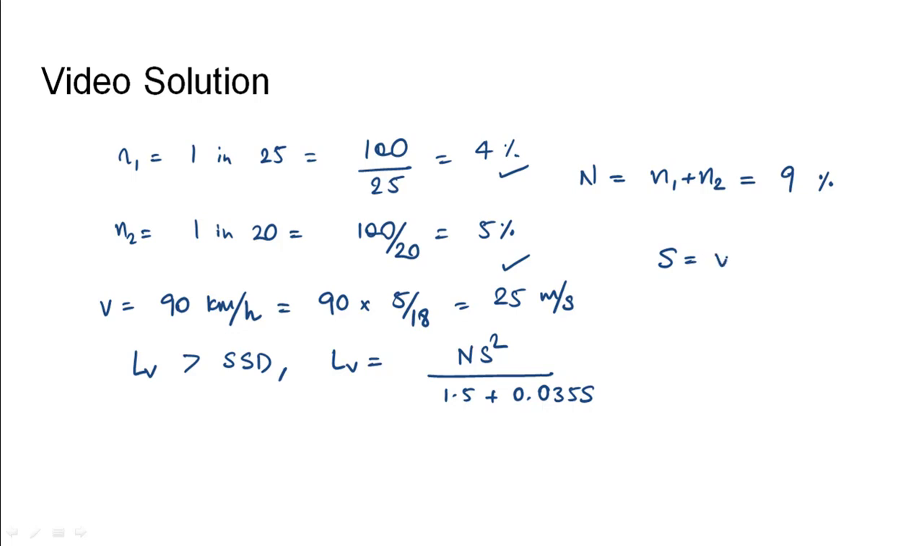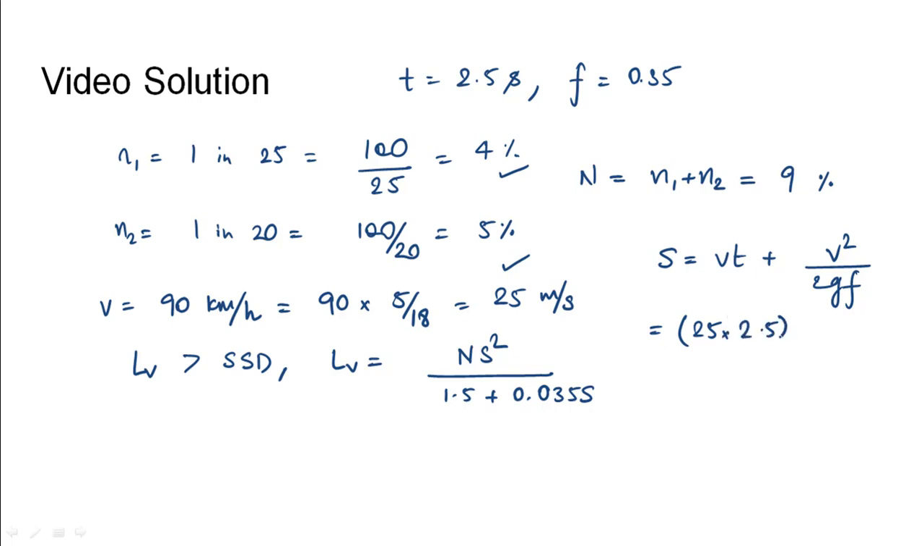So S is given as Vt plus v square by 2gf, which is the stopping sight distance. So the value of v is 25. T is given in the problem as 2.5 seconds and the value of longitudinal friction is mentioned as 0.35. So 25 into 2.5 plus 25 square divided by 2 into g, that would be 9.81, into f value, that is 0.35. The value would turn out to be 153.66 meters.